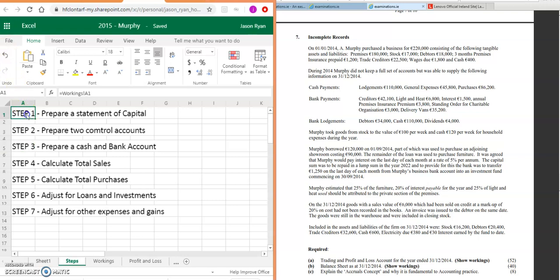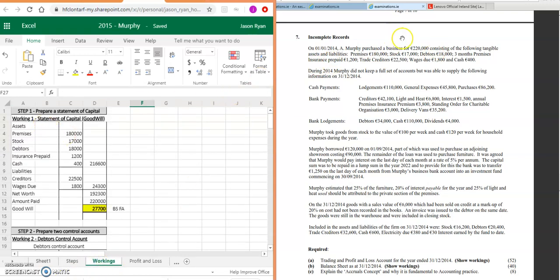So the first, step 1, you're going to prepare a statement of capital. And all of that is looking at the start of your question, seeing what your assets are, what your liabilities are, how much we paid for it, and the difference then would be your goodwill. So in this question, we'll have our assets: premises of 180,000, stock 17,000, debtors 18,000, 3 months premises insurance prepaid of 1,200, and then your cash of 400. They're all your assets, and you add them all up together and you'll get 216,600.